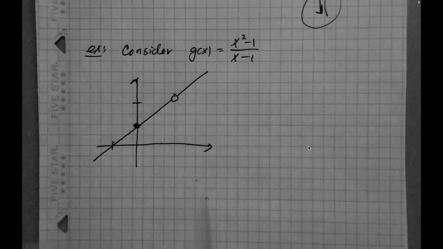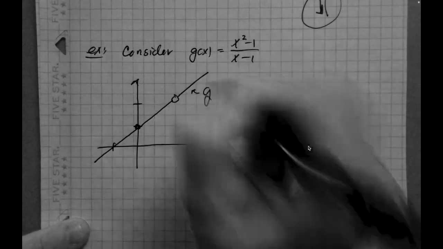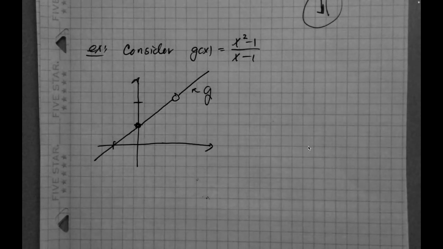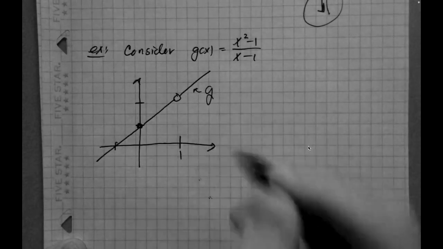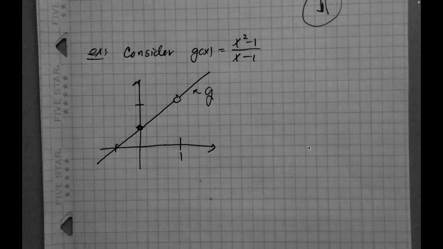Just by looking at this, you can see that this is the kind of situation where you've got a removable discontinuity at x equals 1, right? Because it's basically a single hole. Otherwise, this looks like a straight line, right? So the domain of this function is all real numbers, obviously, except for x equals 1. And obviously, this discontinuity is removable.